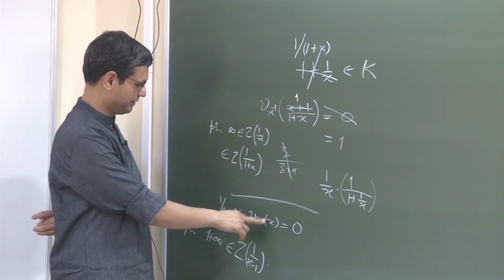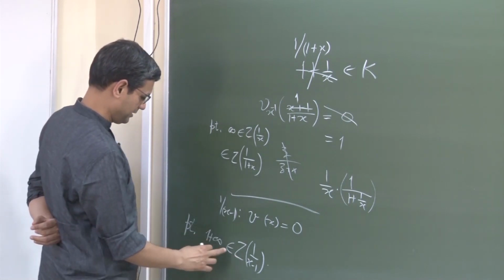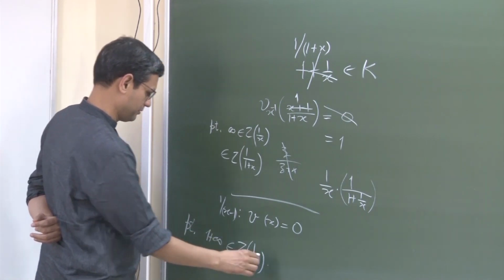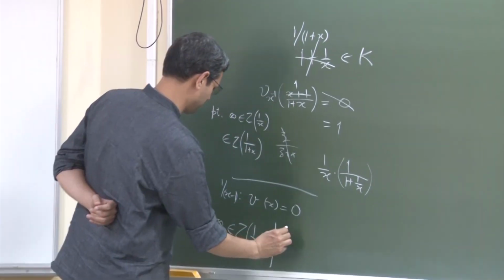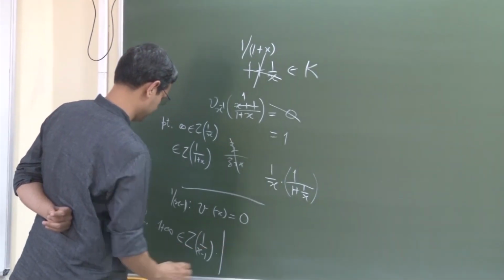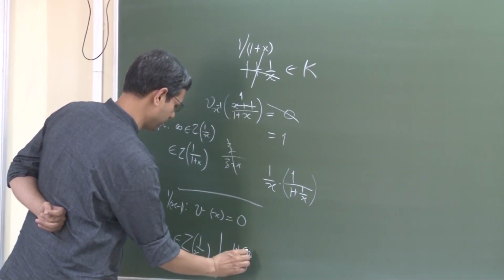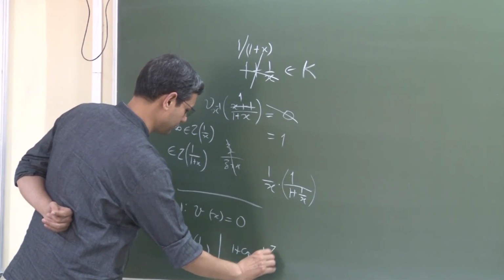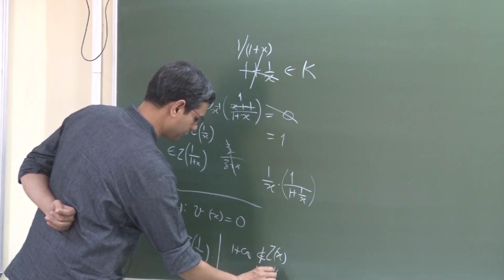But here the valuation has to be 0, because it can't be positive, it can't be negative, right? So 1 plus infinity, the point is neither a 0 of x nor a 0 of 1 by x.